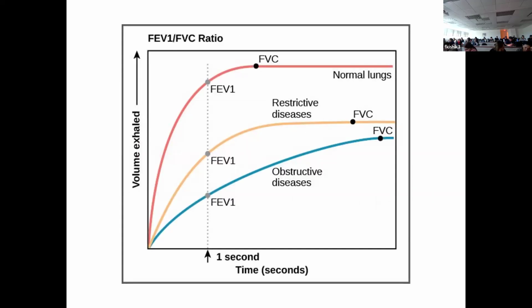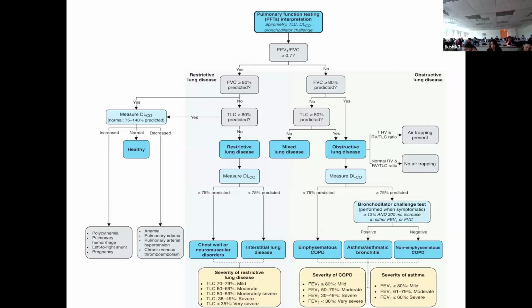Now, how much you exhaled over how long it took. Normal, you take a deep breath in and blow. Obstructive lung disease, take a deep breath in, blow it out, and it's slow. Restrictive lung disease, like scoliosis, is a problem getting the air in. Take a deep breath in. Out comes out fine. Going in is the problem. So that's the difference between obstructive and restrictive.